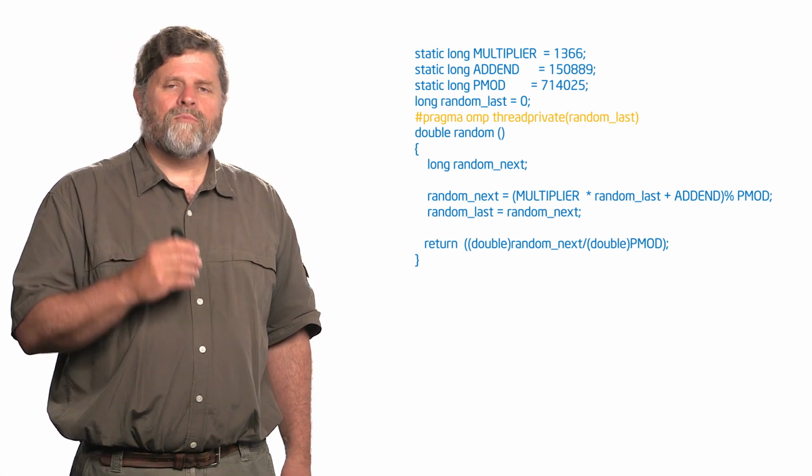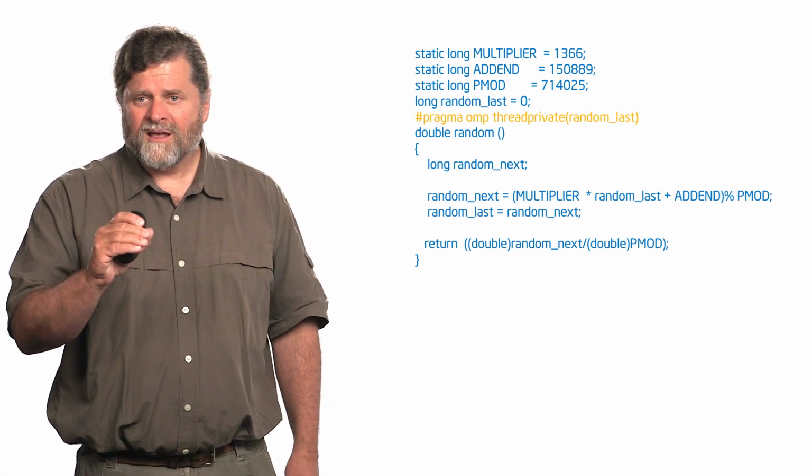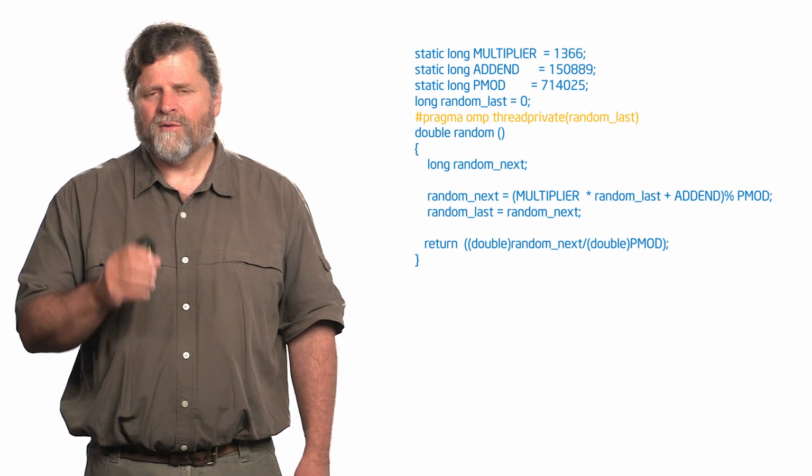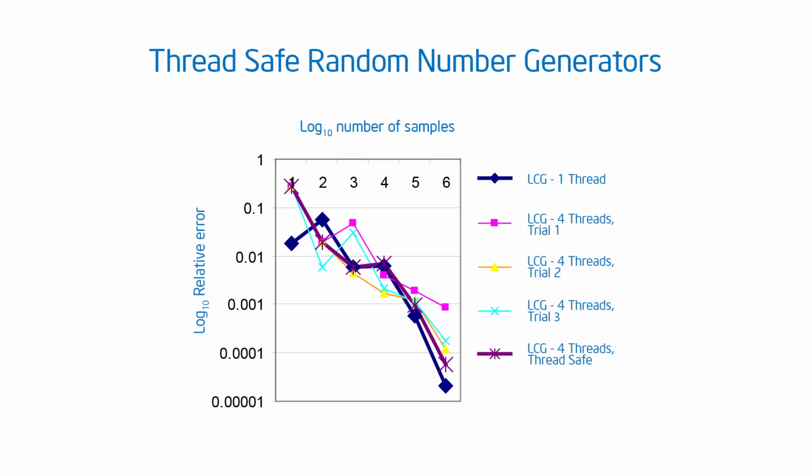So by putting pragma OMP threadprivate random last, each thread has its own last value, and now it's thread safe. Now I should get consistent answers each time I run it. And sure enough, right here when I go and run it, I get consistent answers, the same answer every single time that I run it with a number of threads. But the answer still has a higher error. If you look at the large number of samples range, once we get past the early chaotic range, I'm still not converging to an answer as good as I got with one thread. What the heck is going on?